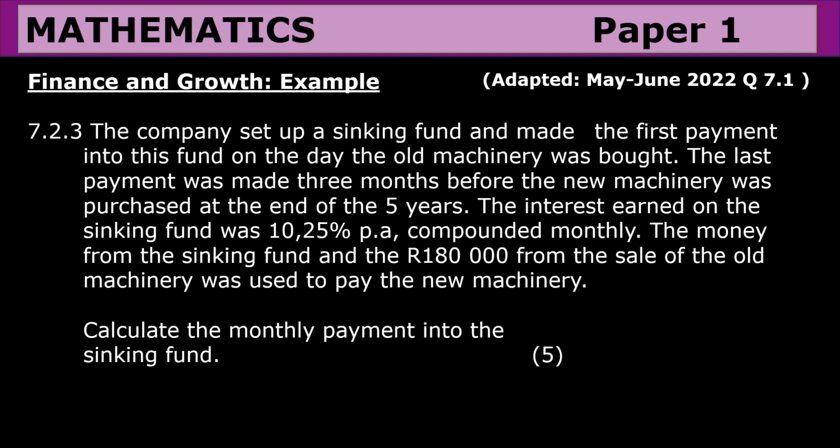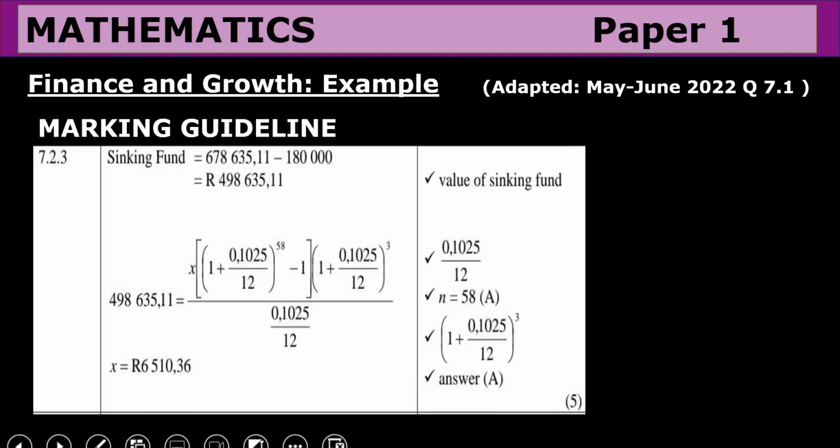The money from the sinking fund and the 180,000 from the sale of the old machinery was used to pay for the new machinery. Now calculate the monthly payment into the sinking fund. So this is where the interpretation of these questions comes in. You need to understand what is going on in order for you to answer that question.